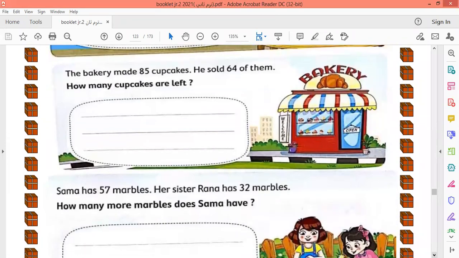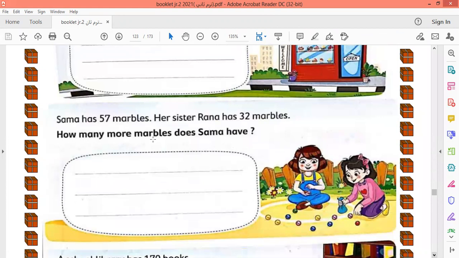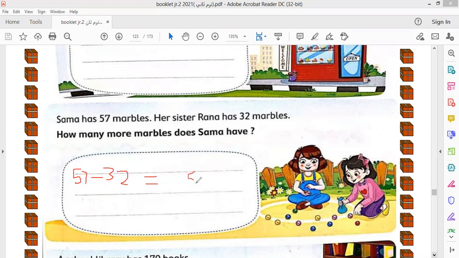Sama has 57 marbles and her sister Rana has 32 marbles. How many more marbles does Sama have? How many more? More means what? More means minus. 57 minus 32. We start with ones. 7 minus 2 equals 5. And 5 minus 3 equals 2. 25 marbles.